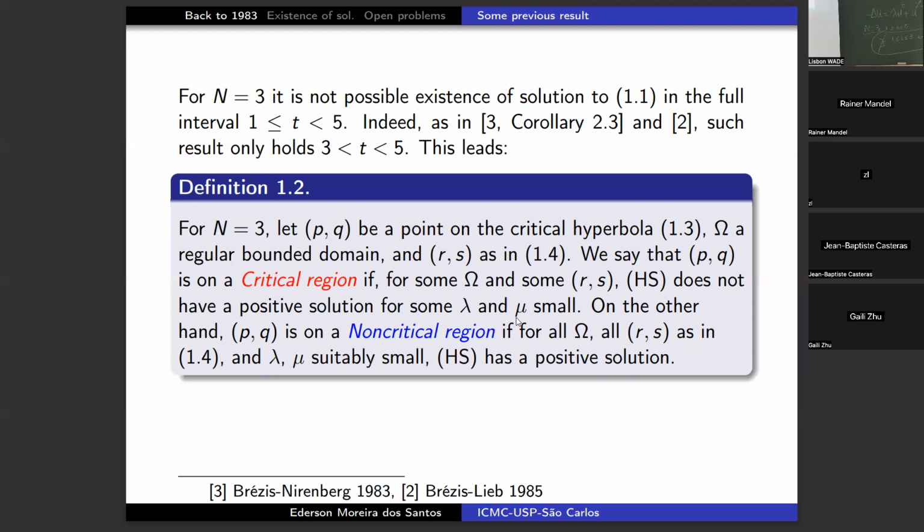On the other hand, (p,q) is on a non-critical region of the critical hyperbola if for all omega and every pair (r,s) lower order perturbation, one homogeneous or superlinear, and lambda and mu suitably small, the system has a positive solution. We know that for lambda large there is no solution in the linear case, for example.